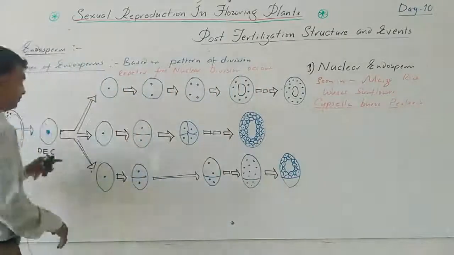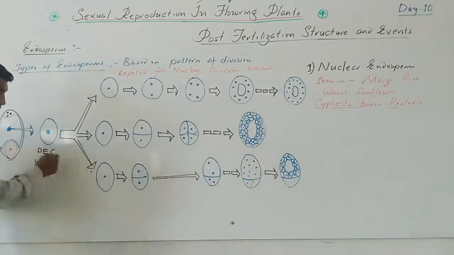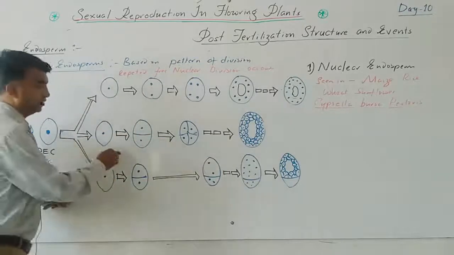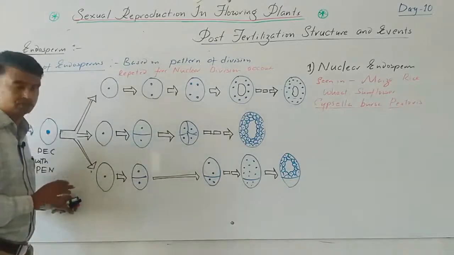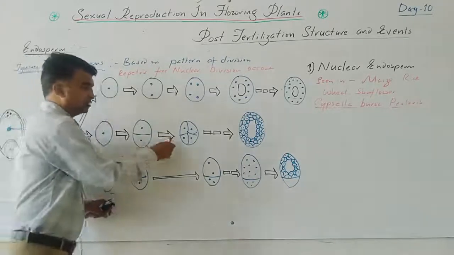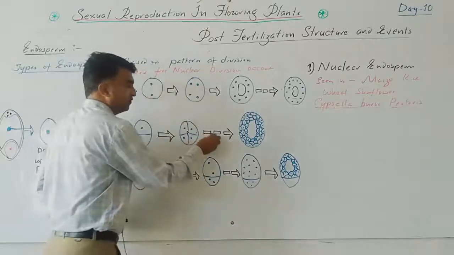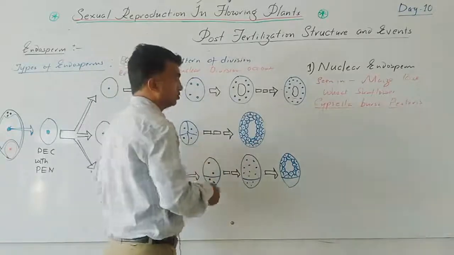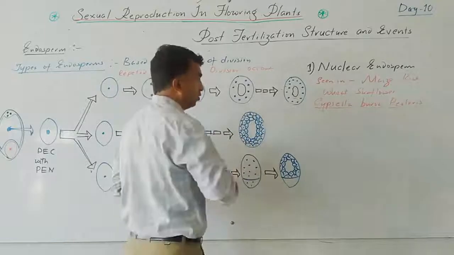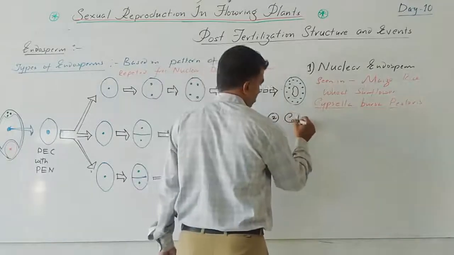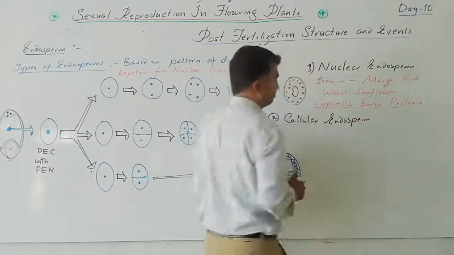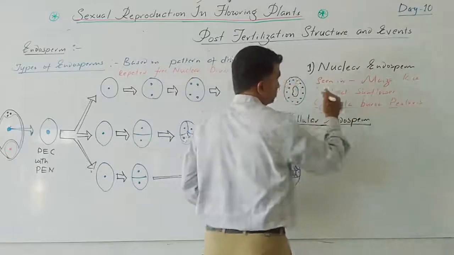The next one: the same case, a primary endosperm cell with the primary endosperm nucleus. This is the second type. After every nuclear division, the cell wall is laid down. First mitotic division, cell wall is laid down; second mitotic division, again cell wall is laid down; and further, after every division, the cell wall is laid down, so every cell is surrounded by a cell wall. The second type is called cellular endosperm. Can you differentiate this one?